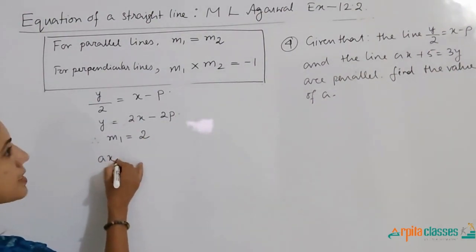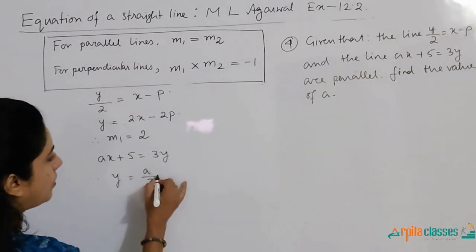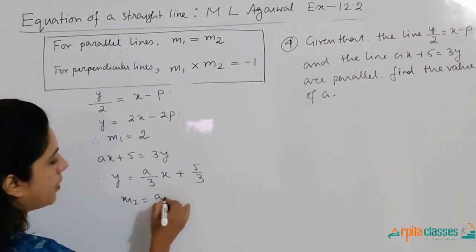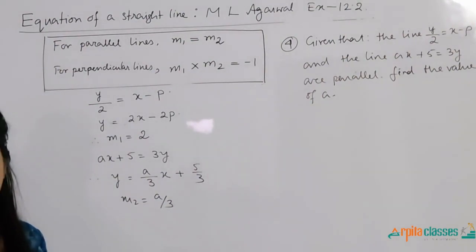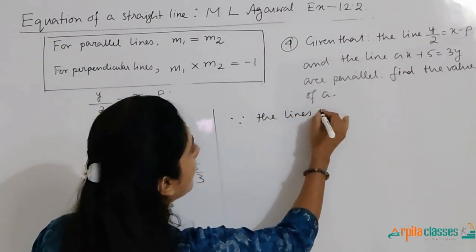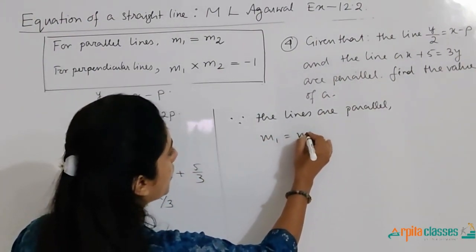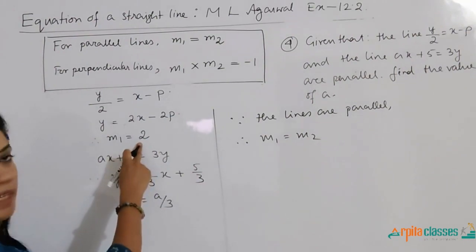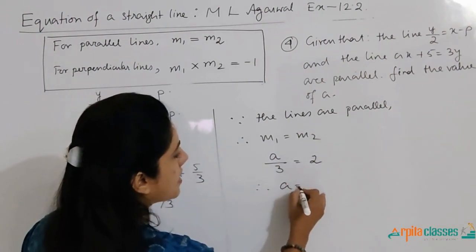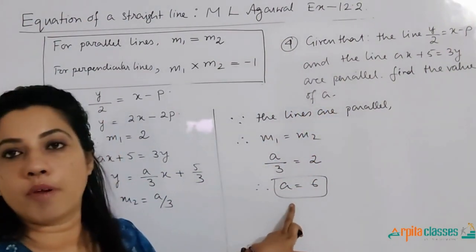Second line is ax plus 5 is equal to 3y. Therefore y is equal to a by 3 x plus 5 upon 3. I got 3 this side. So from here I am getting m2 is equal to a upon 3. Now since the lines are parallel, the slopes will be equal. Same concept, so m1 is equal to m2. m1 is 2, m2 is a by 3. So a upon 3 is equal to 2, or a is equal to 6. They're asking for the value of a, so we got the value of a as 6.